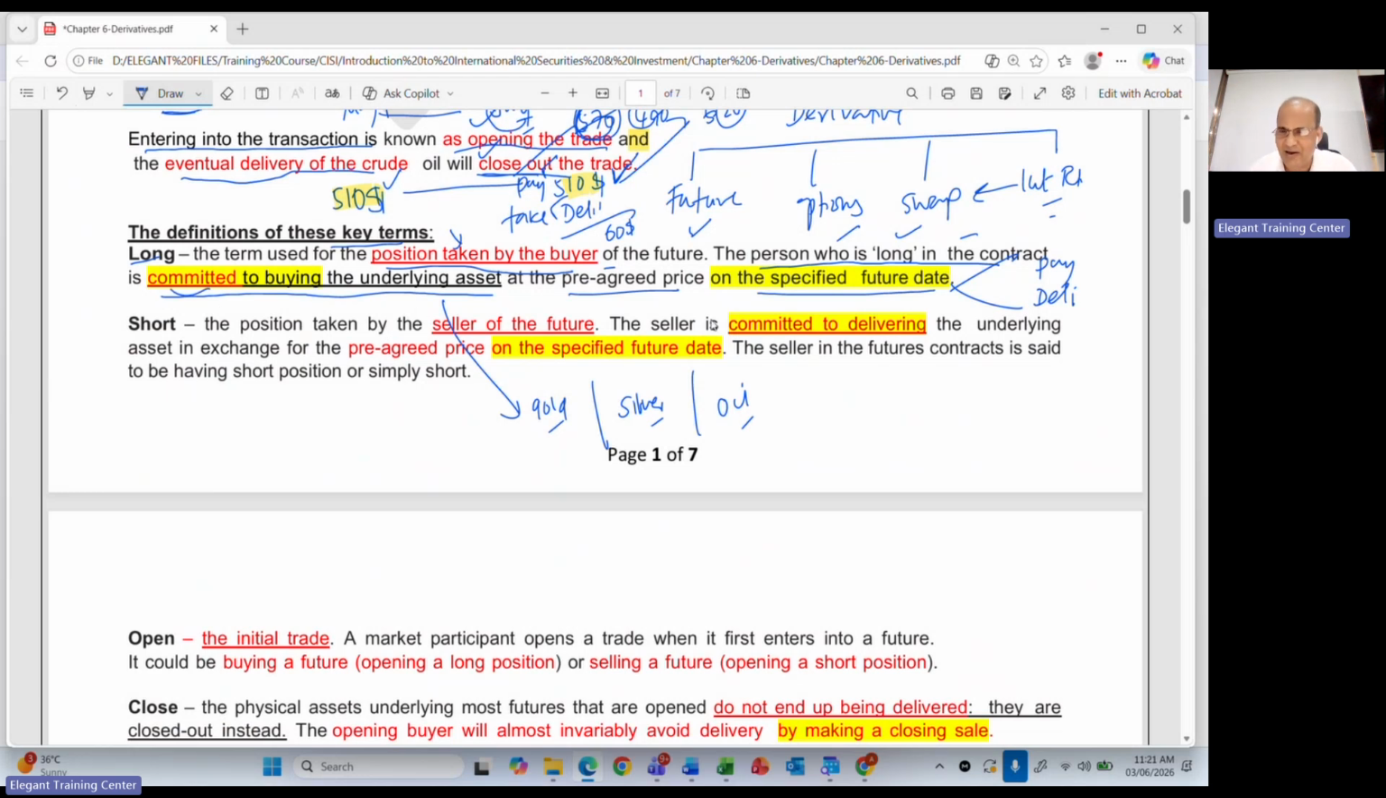It is a binding agreement. If the price is low, let's say the agreed price is 510, but in July the price is 490, still you pay 510. That's an obligation.